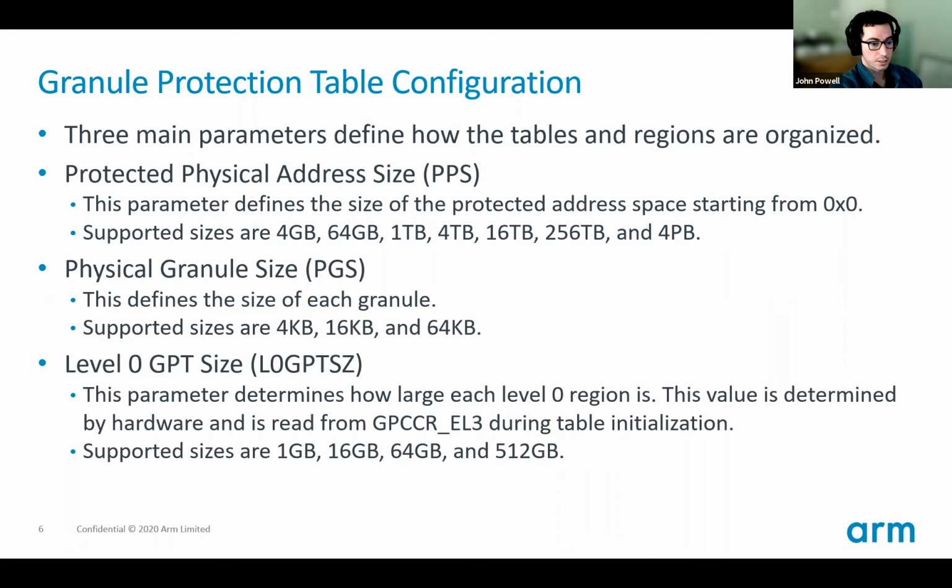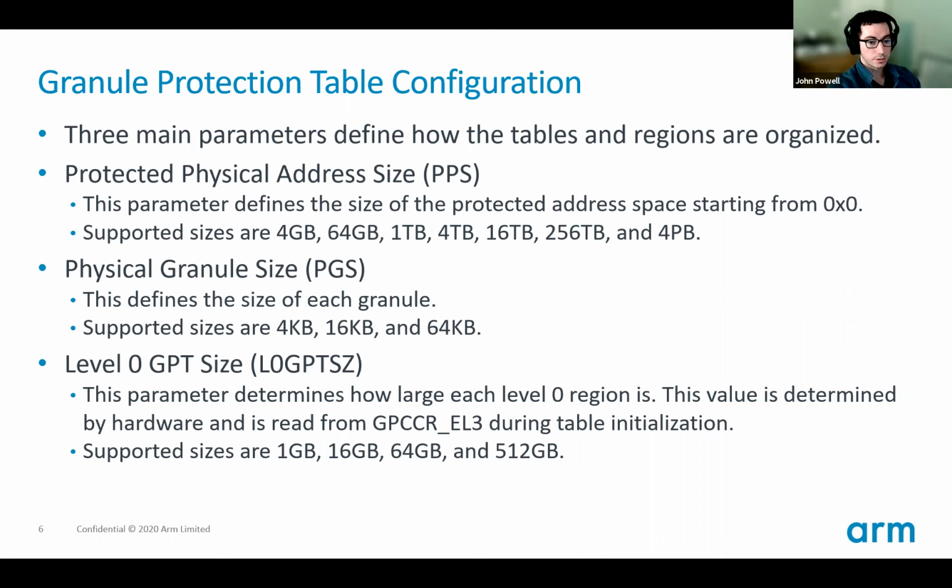PGS stands for physical granule size. This defines the size of each granule, which is the smallest individually assignable piece of memory. This value can be set from 4 kilobytes to 64 kilobytes and is also passed into the API at table creation. Lastly, the L0 GPT size determines how large each level 0 region is. This value is fixed in hardware to one of 4 possible settings from 1 gigabyte up to 512 gigabytes and can be read from the GPCCR_EL3 register.